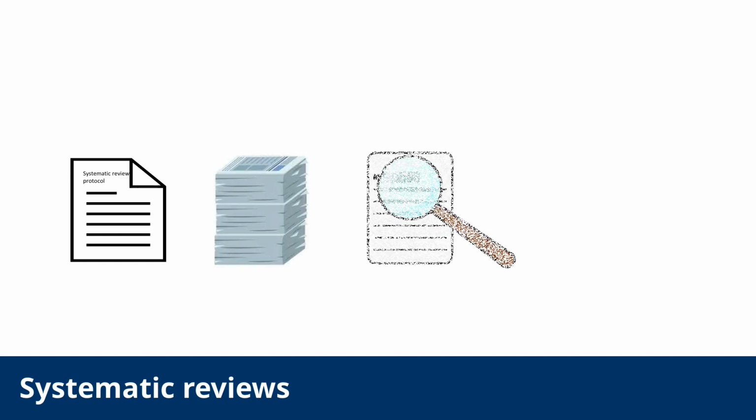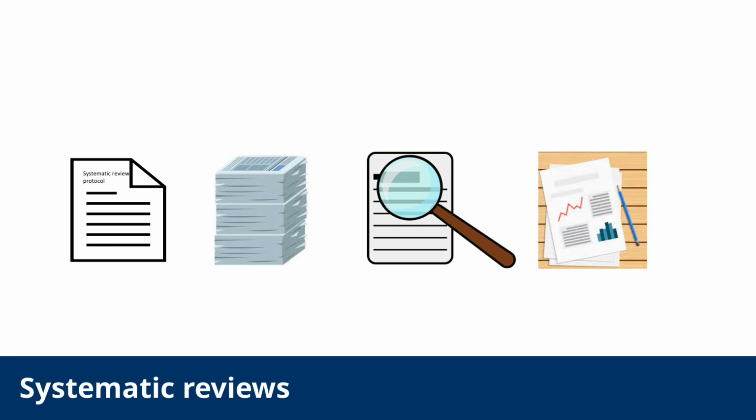Systematic reviews are a type of research in which all studies meeting pre-specified criteria are collated and reviewed in a standardized, systematic way to give a complete, objective and transparent overview of all the evidence addressing a specific question.